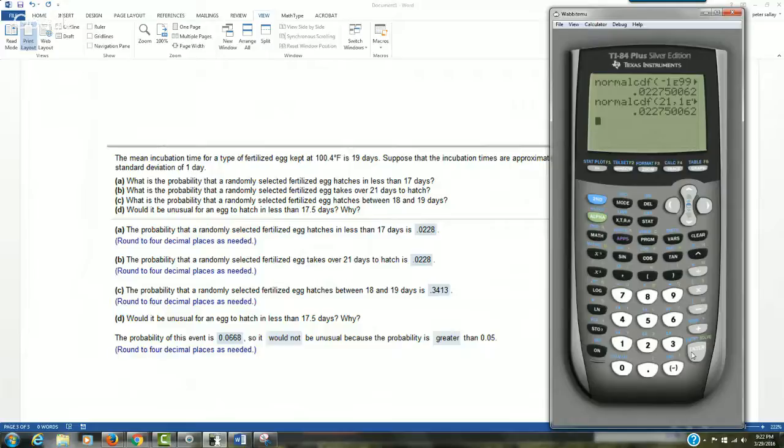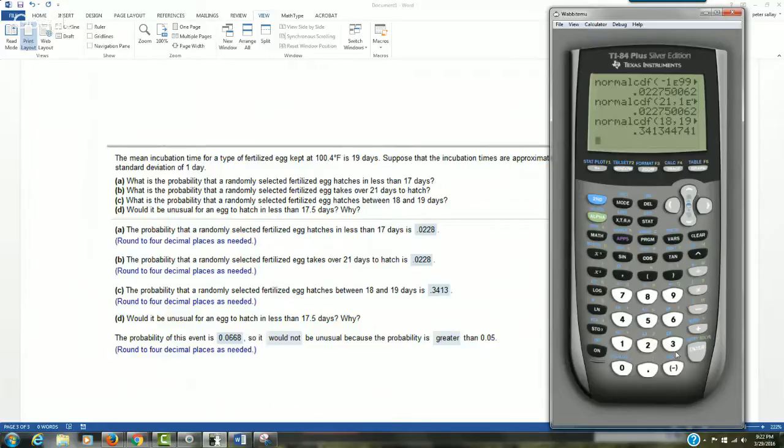And then the last part, or part C, says between 18 and 19. So I just go back to norm CDF. 18 on the lower, 19 on the upper. And then hit enter. And there we go.